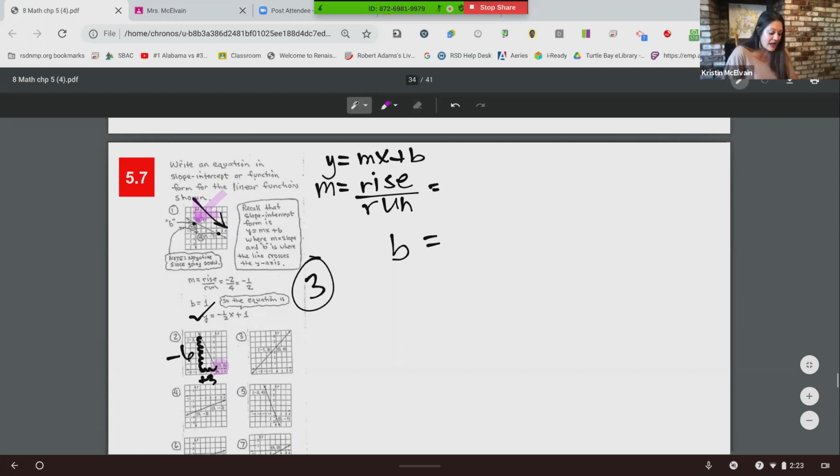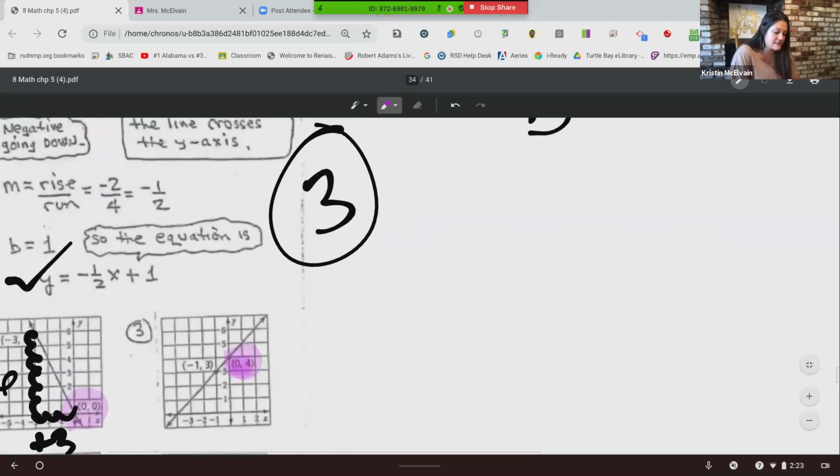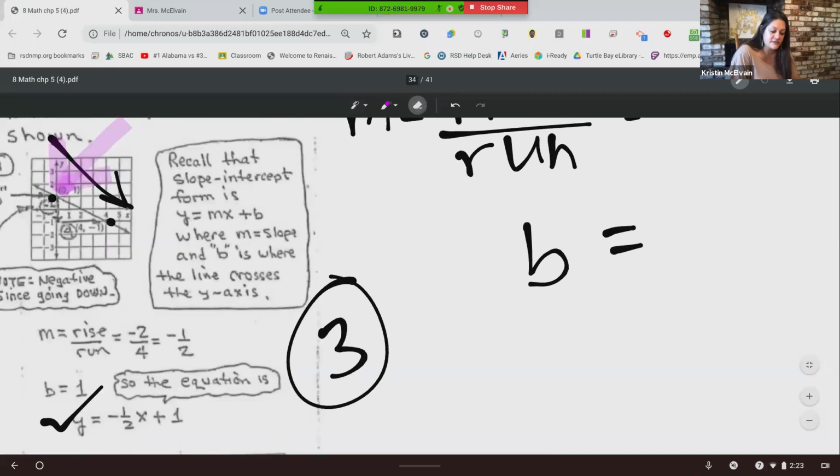Okay, so number 3, I can look and I can see that it is positive, meaning it is going uphill. So it will be a positive slope. And I can look and I can see it crosses the y-axis at 0, 4. So we can zoom in here. So my B is 4.